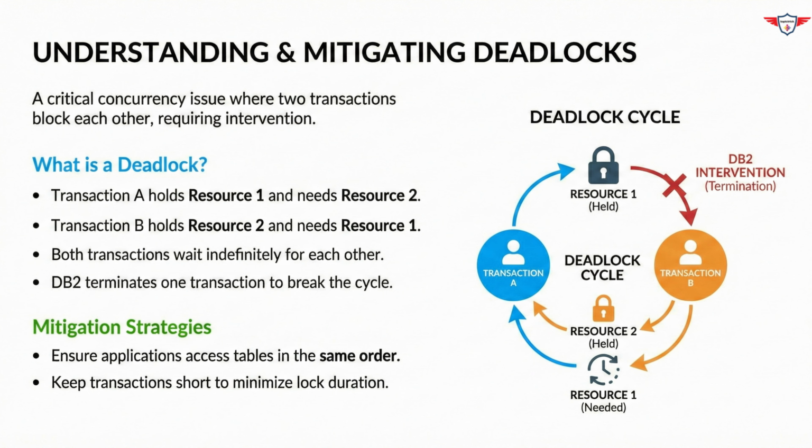A major headache in this area is the deadlock. This happens when transaction A holds a resource that transaction B needs, and transaction B holds a resource that transaction A needs. They're stuck waiting for each other forever. DB2 will eventually kill one of them to break the deadlock. To reduce this, ensure your transactions access tables in the same order and keep transactions short.